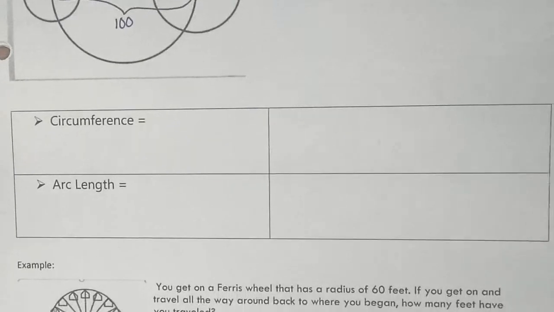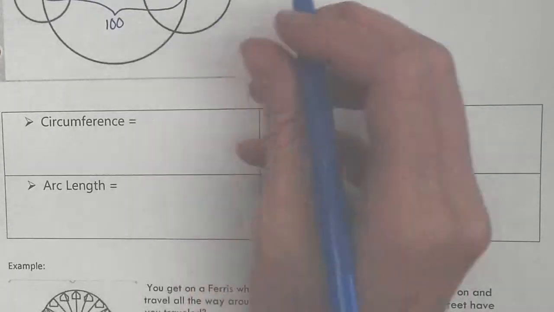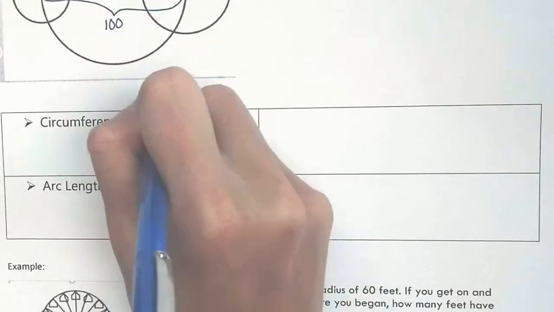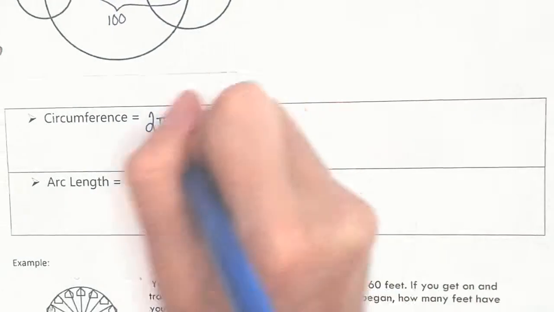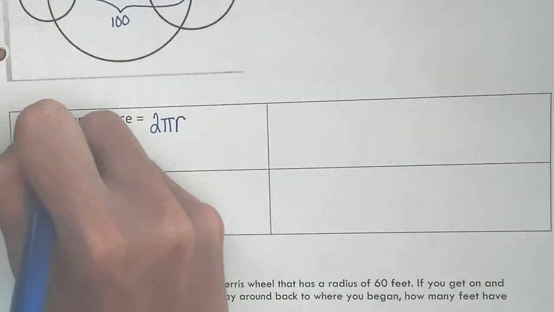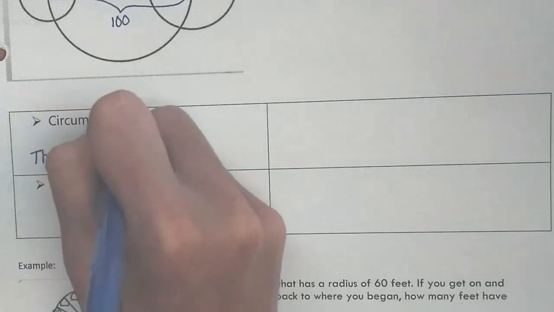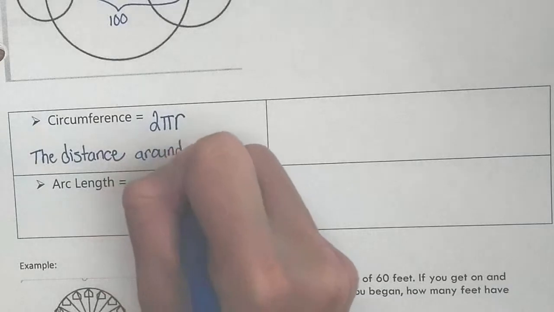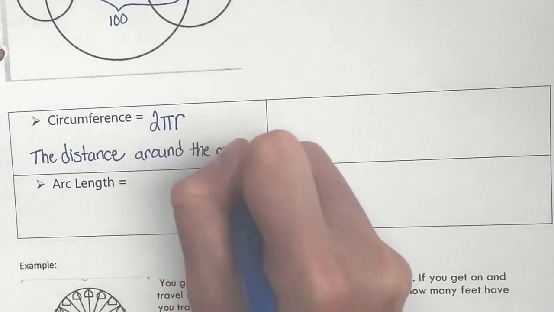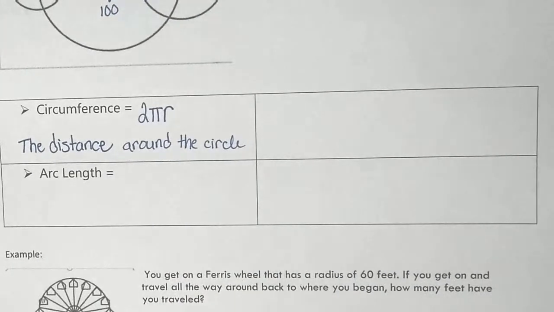Okay. So the main 2 things we're going to talk about today are circumference and arc length. Circumference is equal to 2 pi r, where r is the radius. It is the distance around the circle. So kind of like the perimeter, but for a circle.